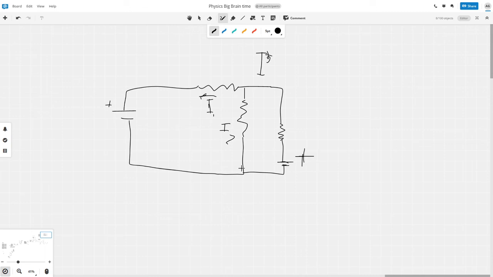Would you want to draw one that goes from the first battery, like instead of drawing it going all the way around the outside, draw it going around the inside? If that makes sense.